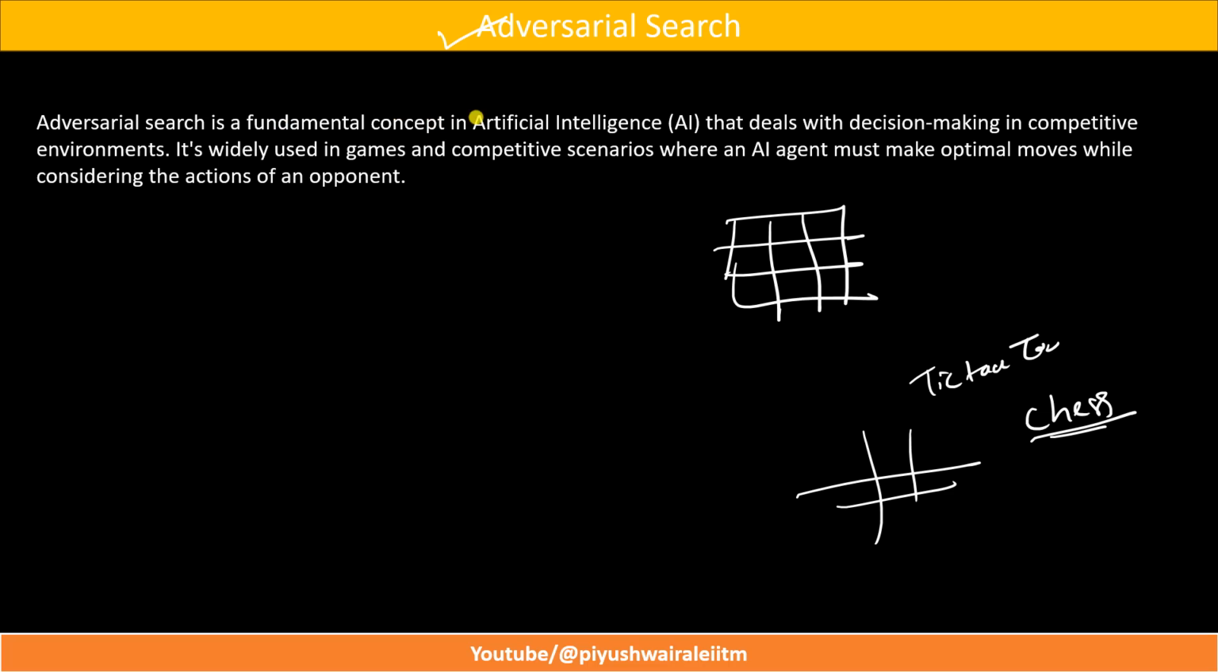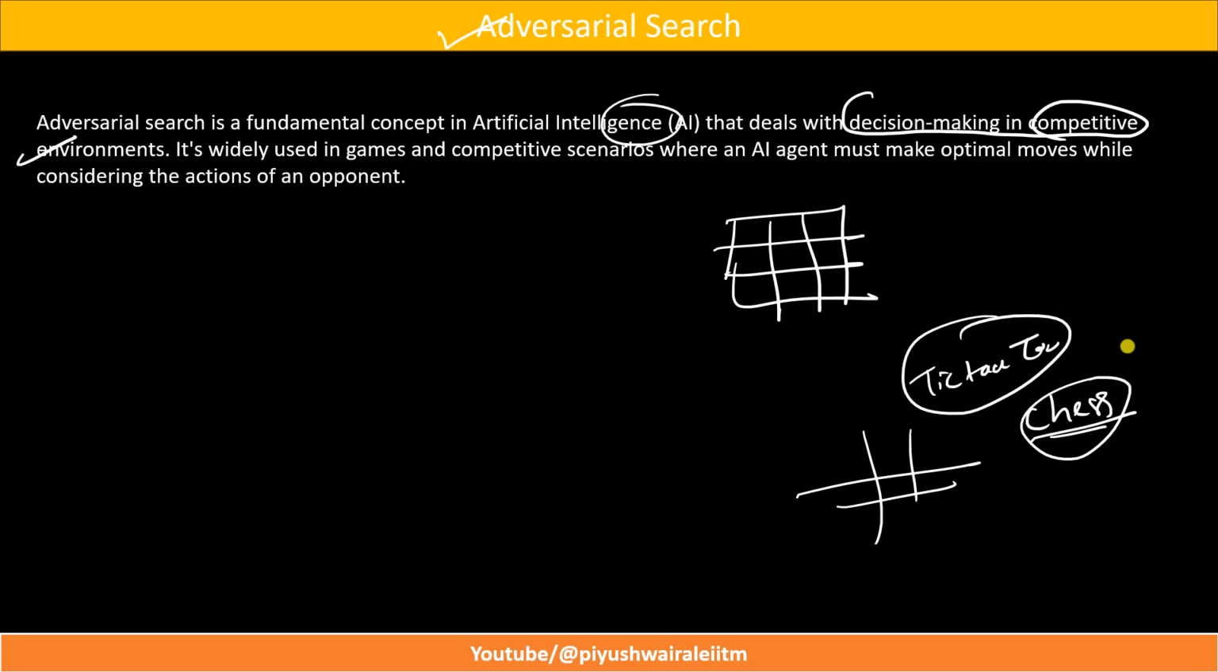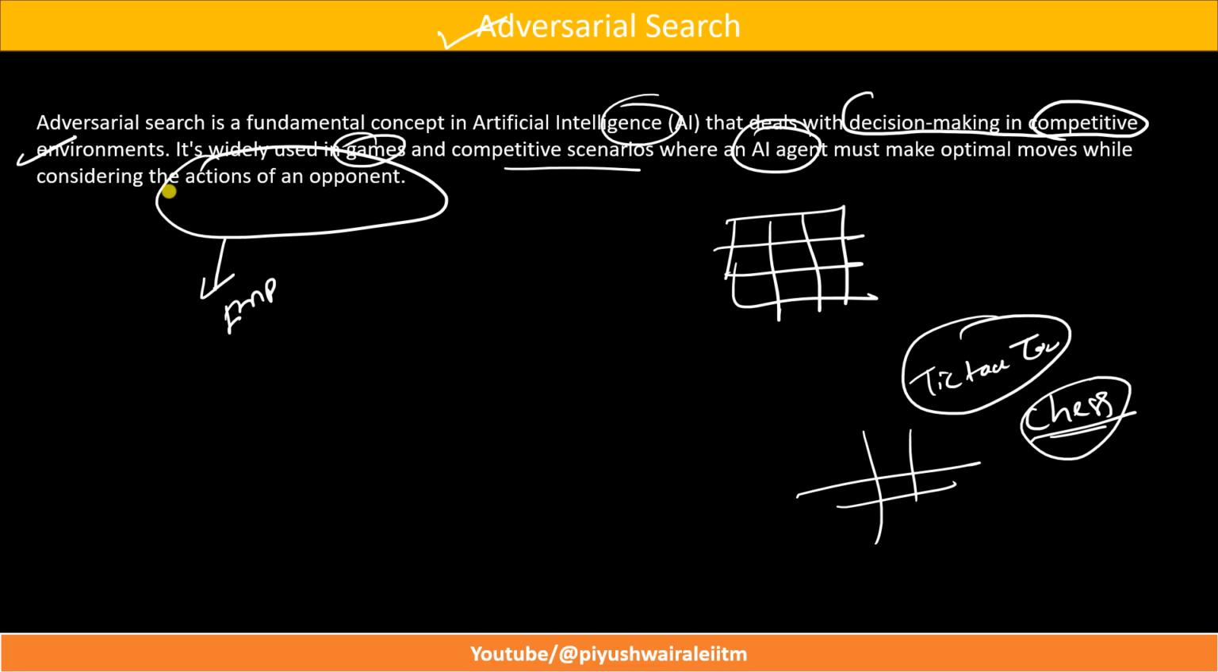It is a fundamental concept of AI that deals with decision making in competitive environments. Here we can see tic-tac-toe and chess. These are all competitive environments, right? So we are playing against a particular person or an entity. This search is widely used in games and in scenarios where an AI agent must make optimal moves while considering the actions of an opponent, right? So this is an important thing. In this case, our actions depend on the actions of our opponent.